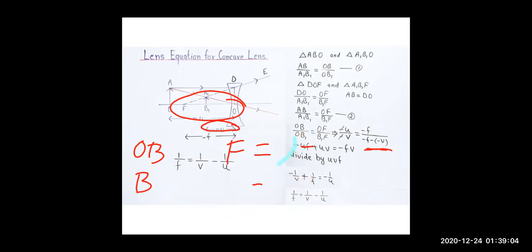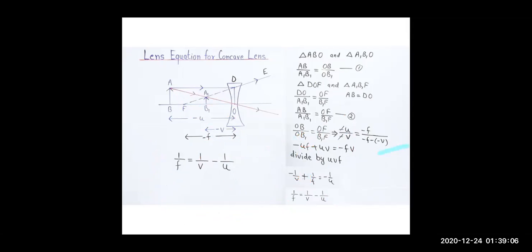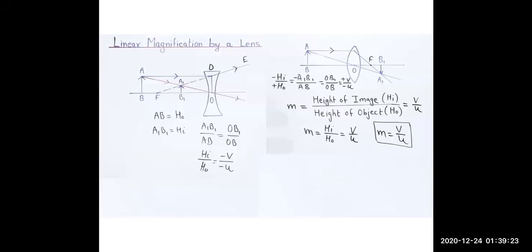So after solving, after rearranging them, we will get this equation. Divide this equation with U, V and F and you will get this equation. Rearranging, we get the lens equation, that is 1 by F equals to 1 by V minus 1 by U. Okay. Now children, let's talk about the linear magnification of the lens.